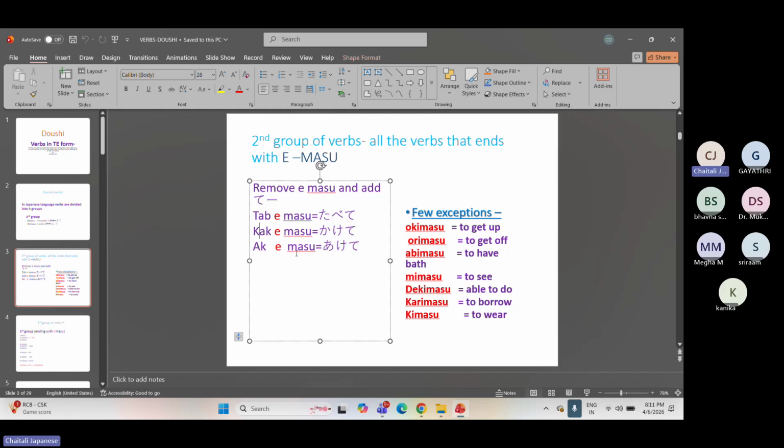We have a couple of exceptions here. Now, if you pronounce these words, okimas. Can you see that e sound is coming? Okimas, e sound is coming here. Okimas, orimas, abimasu, mimasu, dekimasu, karimasu, kimasu. Wherever you have this e sound, has everyone tried and pronounced these words? So these words will be categorized as your second group and not in your first group. Okay?